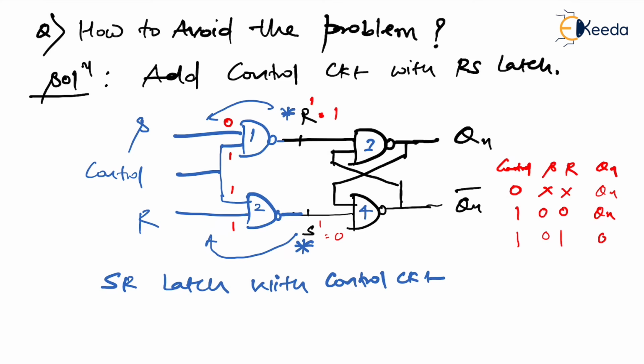Next time, when I make control equal to 1, S equal to 1, R equal to 0, let us see how it gets modified. Let us make S equal to 1, R equal to 0.